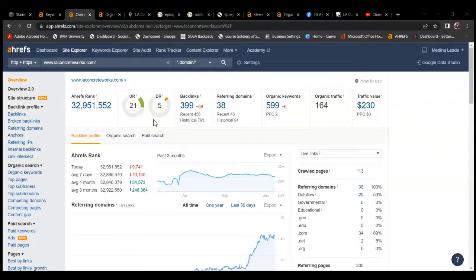So it looks like you're in the 20s range for UR, but DR is at 5, not at a 1-to-1 ratio. You do have 399 backlinks and 38 referring domains. You're ranking for 599 organic keywords and getting an organic traffic of 164. So that's not too bad. But let's take a look at your competitors and see where they are at in their online presence.